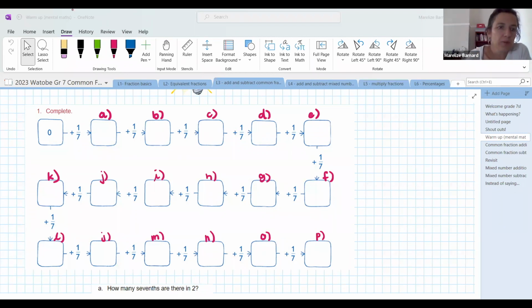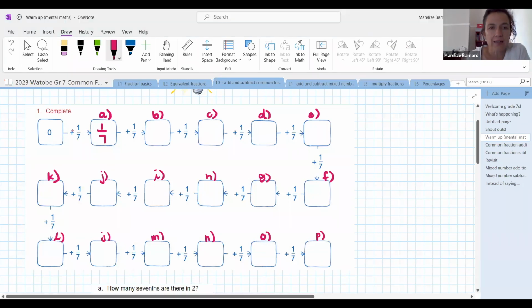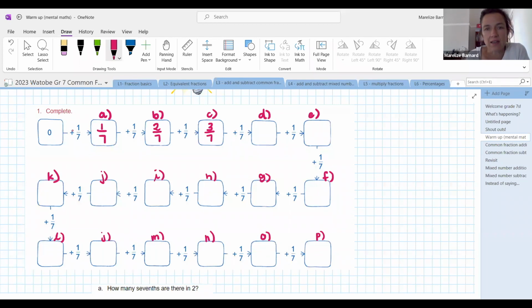So we start with 0 and we add a 7th. That gives us 1/7. If we add another 7th to that, then we have 2/7. And then we add another one, and that's 3/7. And another one, 4/7. And then we have 5/7. And then we add another one, we have 6/7. And another one, that's 7/7 or 1.